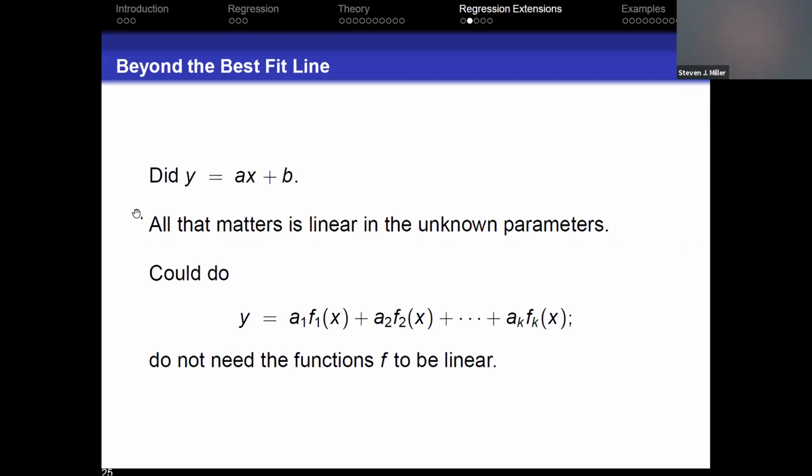So, as was remarked, we did y equals ax plus b. All that mattered in what we did is that it was linear in the unknown parameters. So by doing a little bit more bookkeeping, it turns out we could easily handle the case where y is a1 f1 of x plus a2 f2 of x plus and so on, plus ak fk of x. We don't need the functions f to be linear. They could be anything we want. All that matters is that it has to be linear in the unknown parameters. We can't have an a1 squared or an e to the a, or a cosine of a. And that's because when we take the derivatives, it has to be very nice.